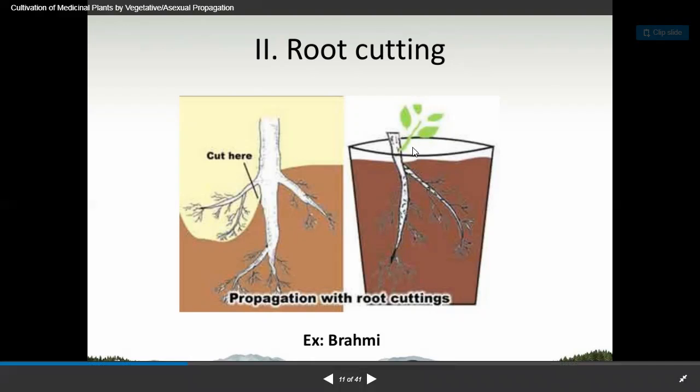Here you can see how they cut the root part, this part from here. If you cut this particular area, and put this root into another pot, see how it is able to generate the stem and leaf. Here the green part is able to generate.